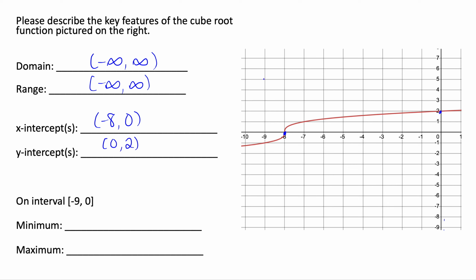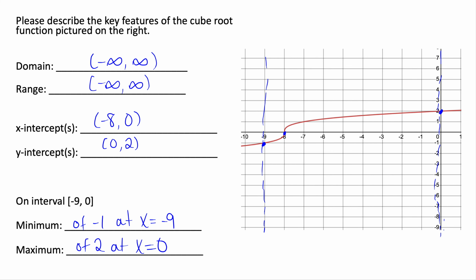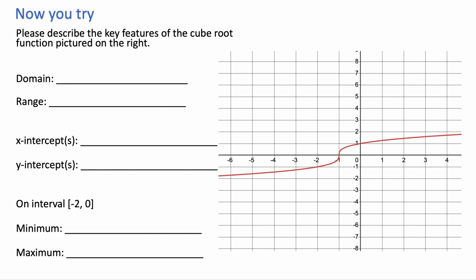So on the interval from negative 9 to 0, let me draw in those boundaries, let's think about the maximum and minimum values of the function. You can see the lowest point is right here, so it'll have a minimum of negative 1 at x equals negative 9, and it will have a maximum value right here of 2 at x equals 0. So now you can go ahead and pause the video and try this example on your own.